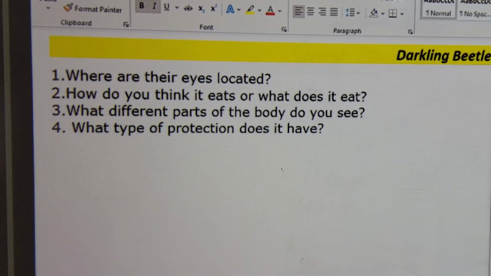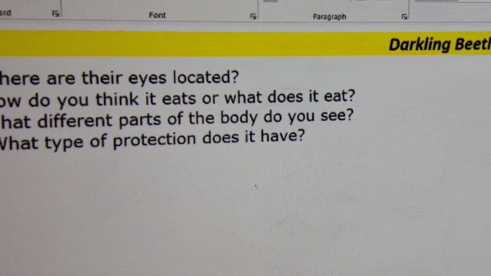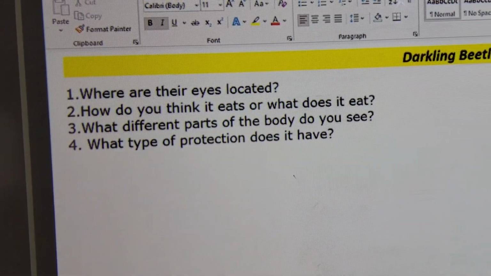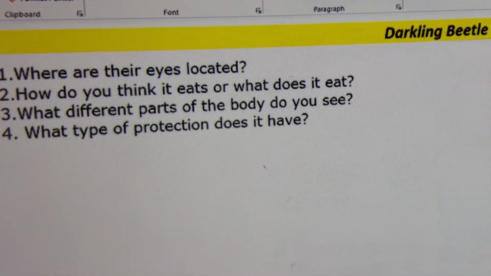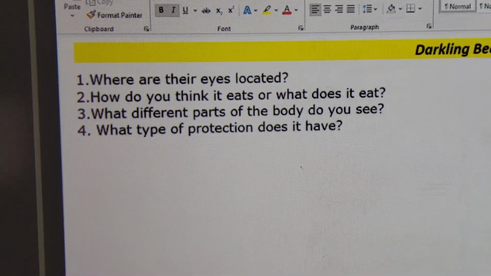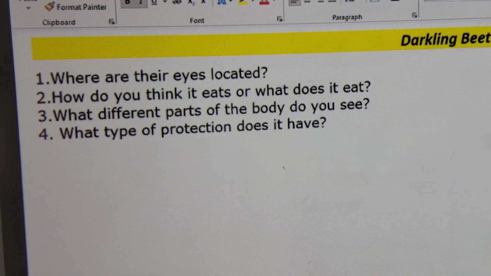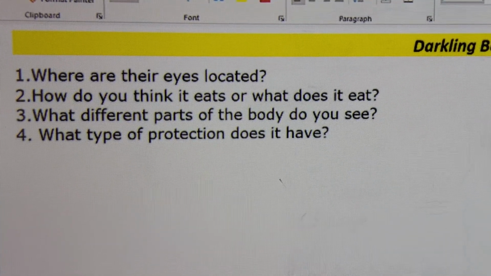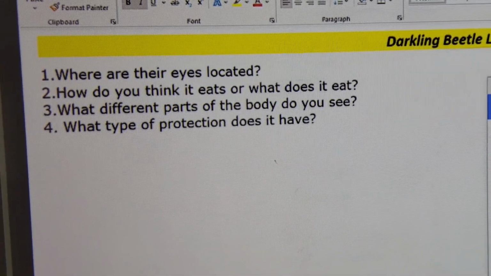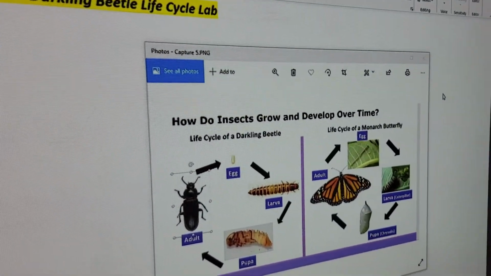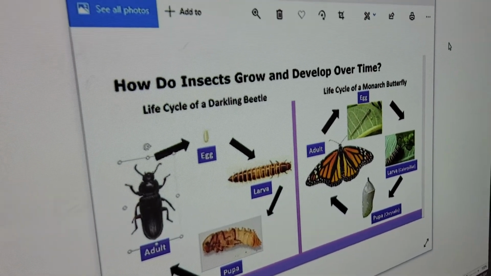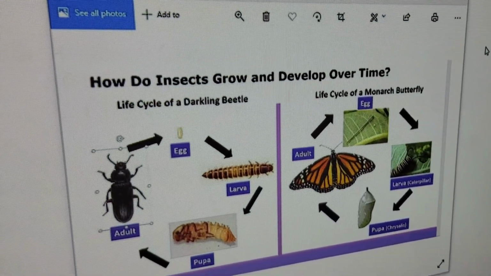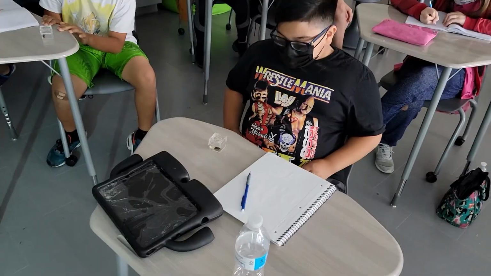Some questions to keep in mind are: where are their eyes located? How do you think it eats, or what do you think it eats? What are different parts of the body that you see? And what certain protection do these insects have? How are they protected? Do they have some sort of armor? Do they have some sort of defense to help them fight off their enemies?